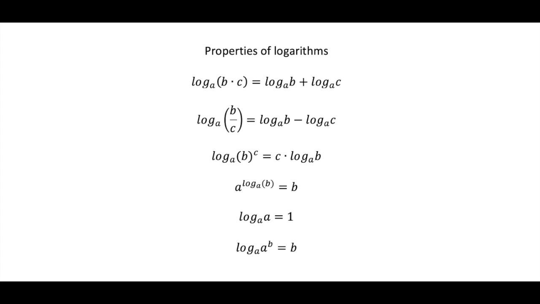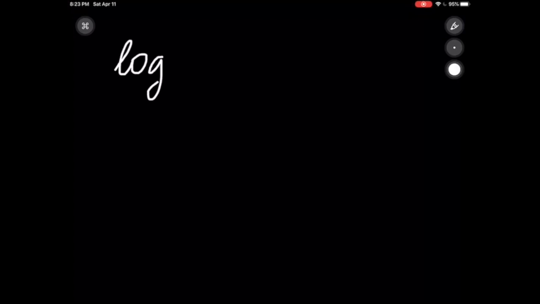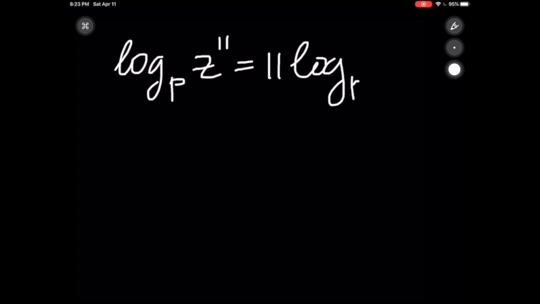Log base a of b to the power of c is c times log base a of b. This property suggests that you're allowed to pull the exponent from the number inside of the log to the front of the log. For example, log base p of z to the power of 11 is the same as 11 log base p of z.